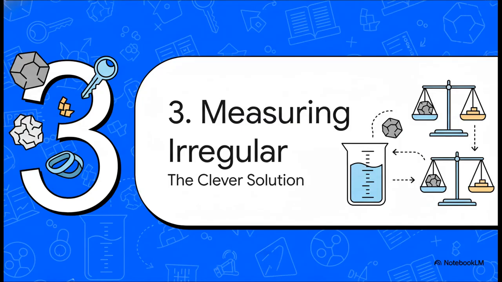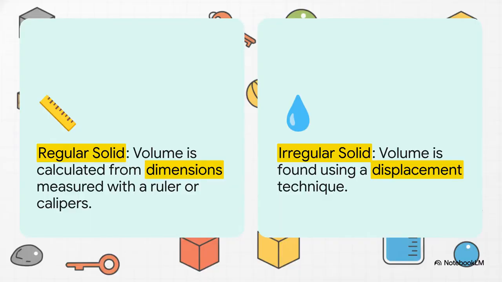But what about our key from the beginning? Or maybe a rock? You can't just use a ruler on those, can you? For these irregular objects, we need a much more clever technique to figure out their volume. And this slide really shows the difference. For a regular solid, like a cube, you measure and calculate. But for an irregular one, like that rock, we have to measure the volume indirectly, using something called a displacement technique. This is where it gets interesting.